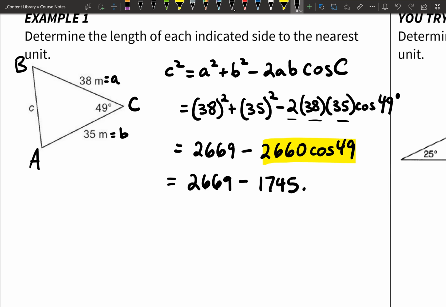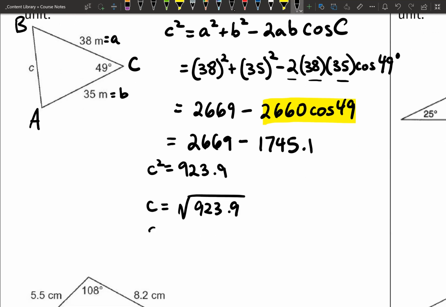I'll round it to the nearest whole number here. Well, actually, no, let's not. Let's do a decimal place, so 0.1. Okay, so 2669 take away 1745.1 gives us 923.9. And remember, that's C squared. So if I want C, I'll take the square root of that number. Okay, so the square root of that number is 30.39. So C is equal to 30.4. Let's round up to 0.4, and that's going to be meters. And so there's my answer for C, and that's using the cosine law.